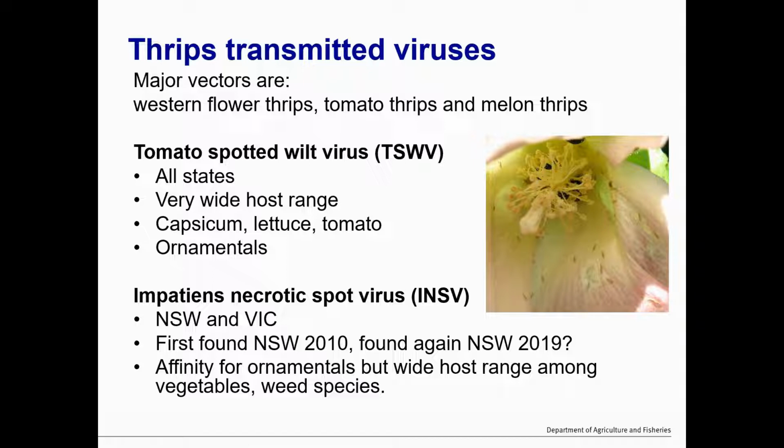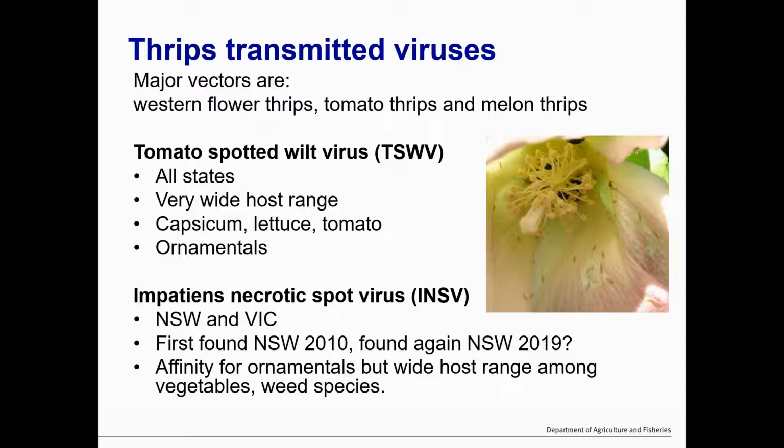Tomato spotted wilt virus is probably the biggest impacting virus in protected cropping and field vegetable production. It's in all states except for the Northern Territory. It's got a very wide host range, affects lots of vegetable crops and a lot of ornamentals.